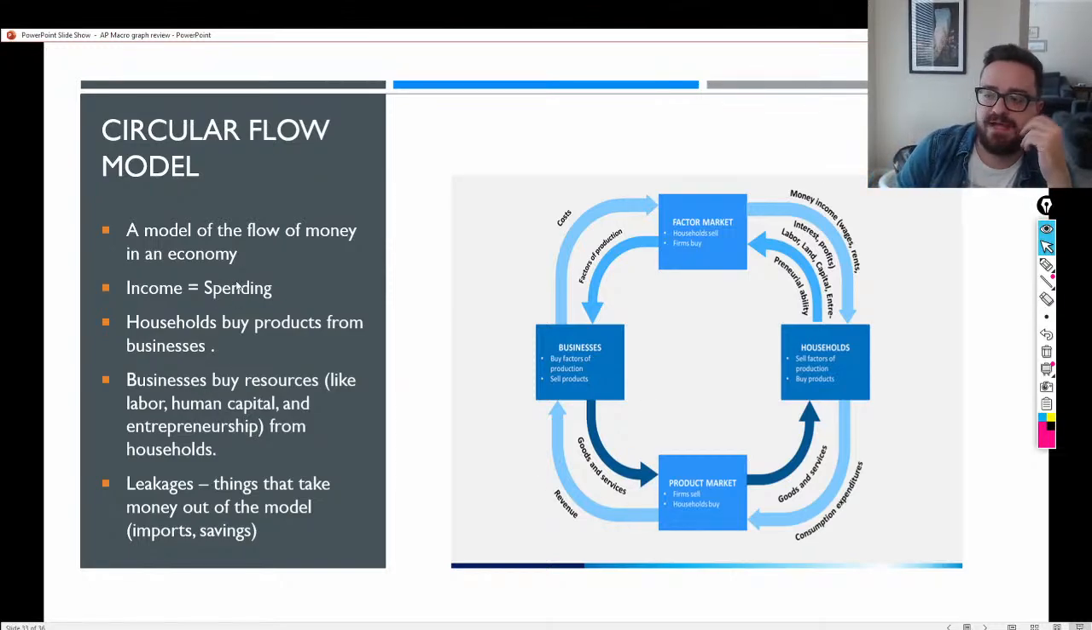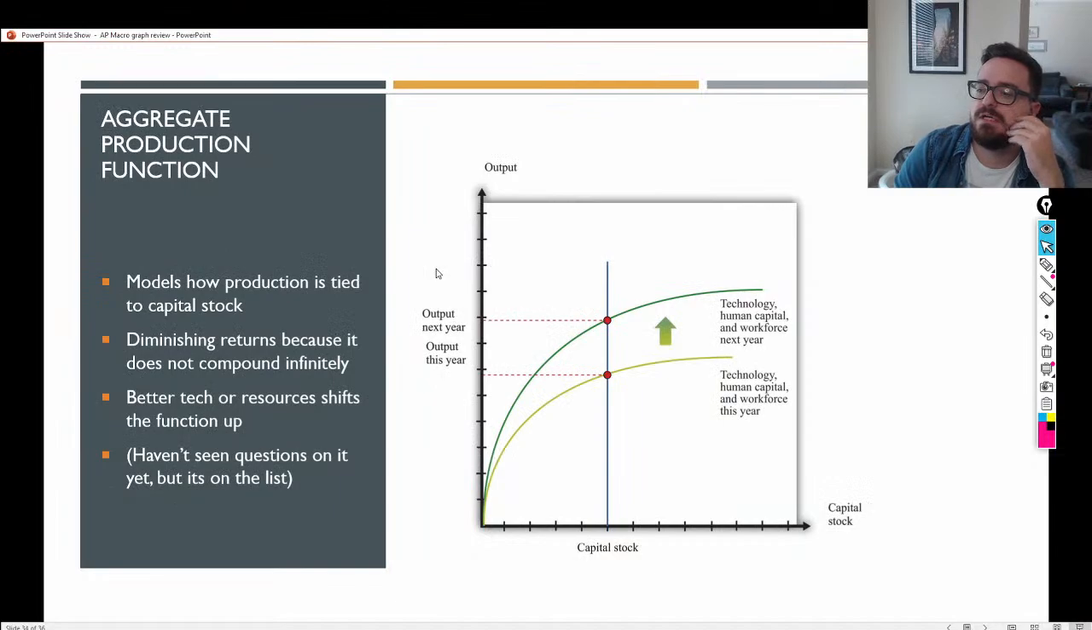Knowing this is basically the model itself. Okay, the last one, the weird one. I tie this in Unit 6 or Unit 5. The aggregate production function. This curve. Capital stock is the X, output is the Y.